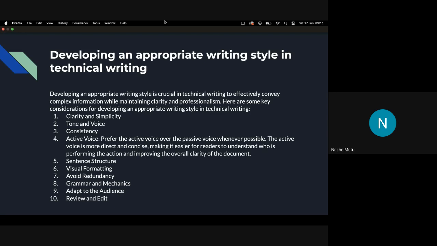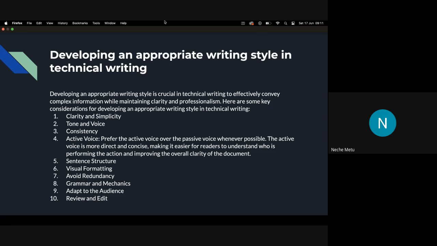Your tone and your voice: adopt a tone that is objective, concise, and professional. Maintain a neutral and informative voice, avoiding personal opinions or bias. You don't just come and put your bias into technical writing. It should be neutral and informative. The focus should be on presenting factual information rather than expressing personal preferences or emotions. When I'm writing about the effect of rice, plantain, and yam on diabetic patients, because I like plantain, I will not say, oh, I like plantain. No, you don't do that. You're objective about it.